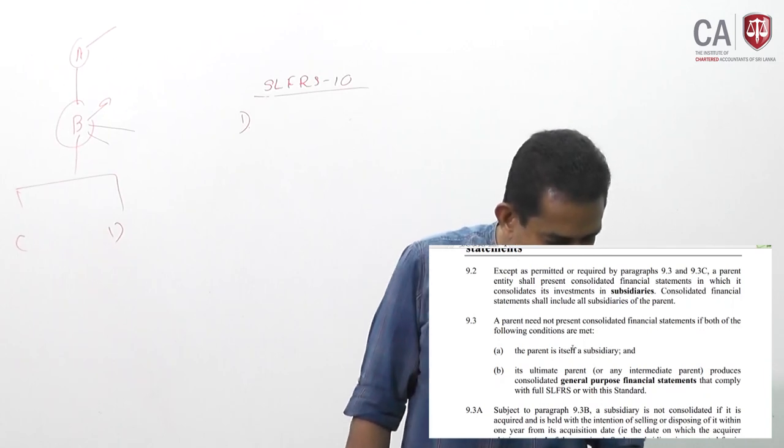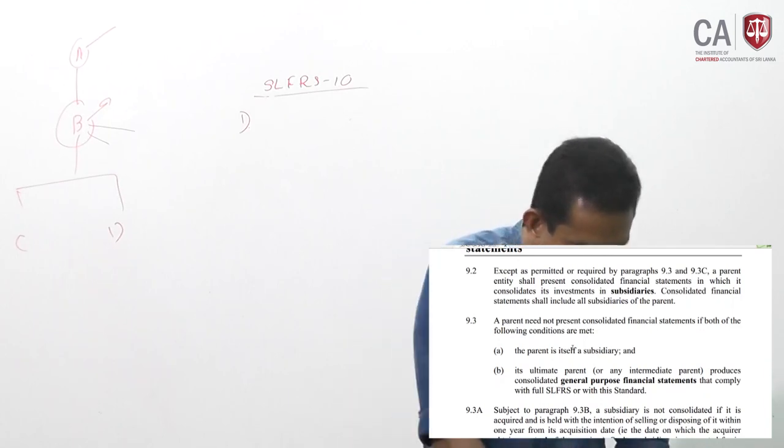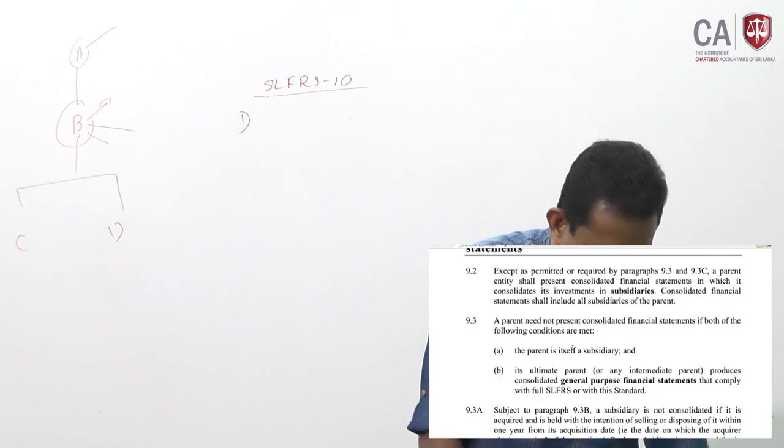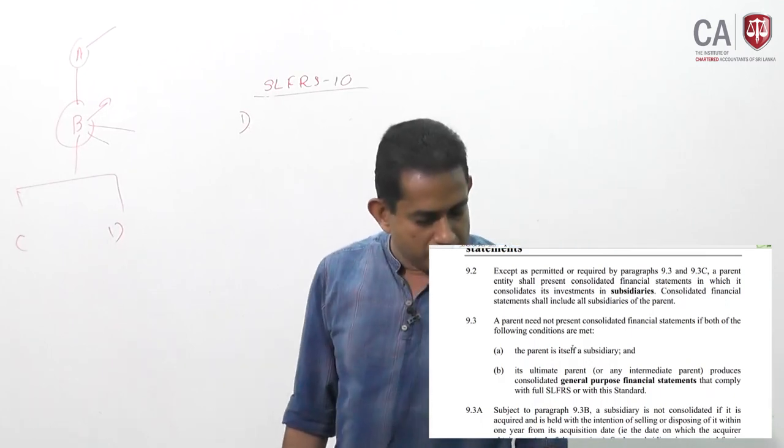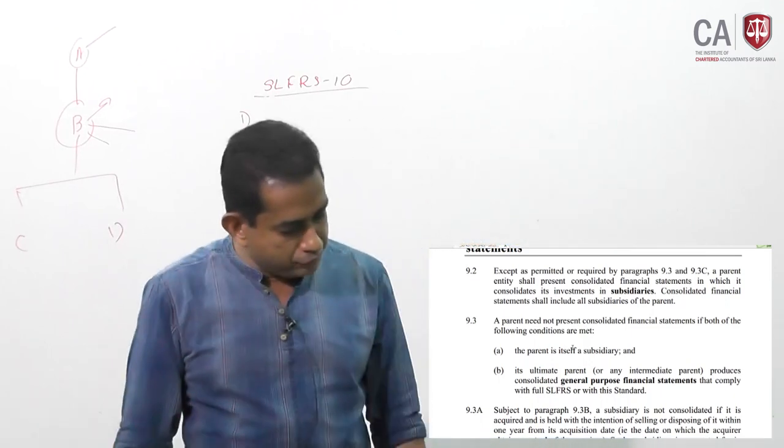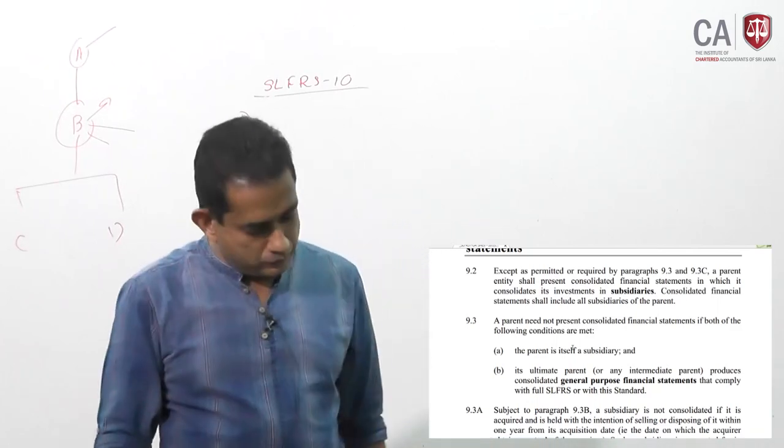Then we are moving on to another important section. This is section number 11, basic financial instruments.